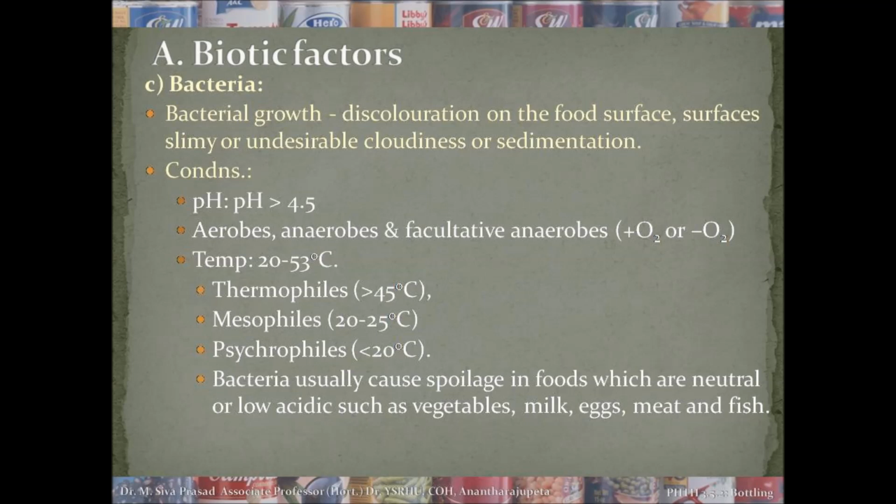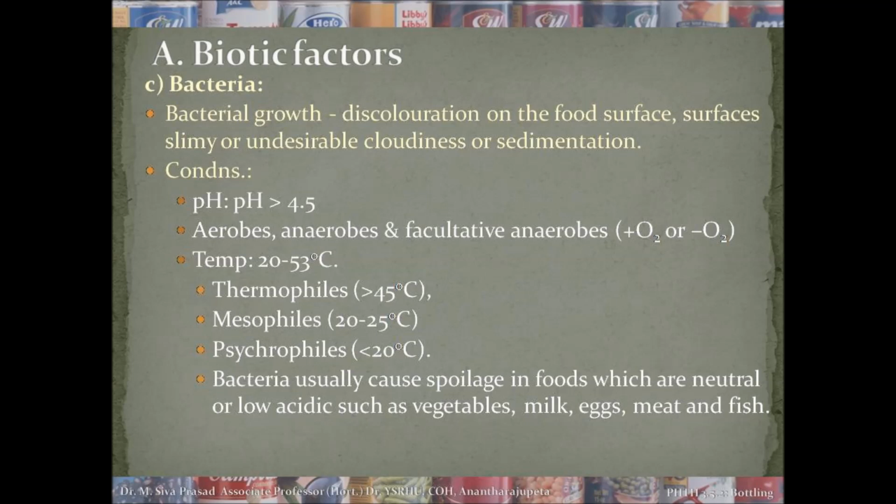So what are the suitable conditions for the growth of the bacteria? If you see, the first suitable condition is the pH. The pH seems to be more than 4.5, which gives an indication that it cannot grow under acidic conditions or under low pH conditions. So the fruits or vegetables which are usually acidic in nature can tolerate the bacterial multiplication, they can prevent the growth of bacteria.